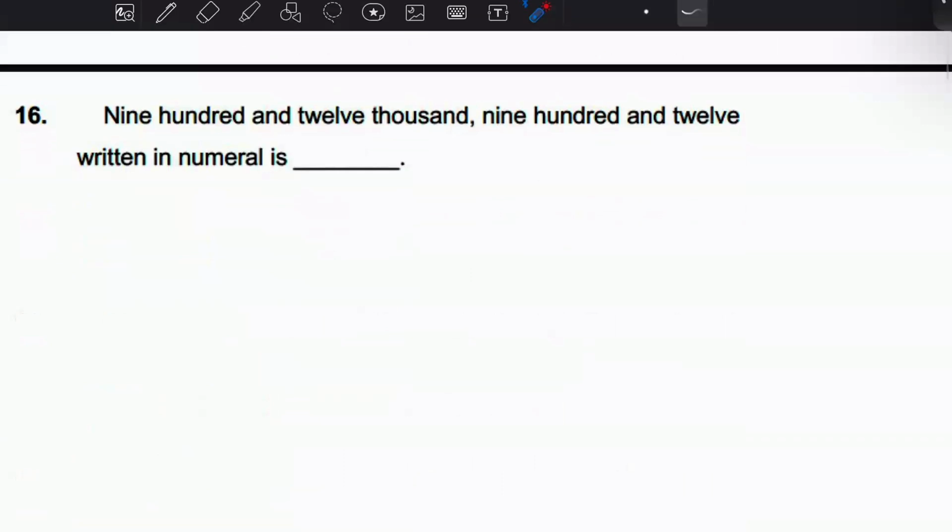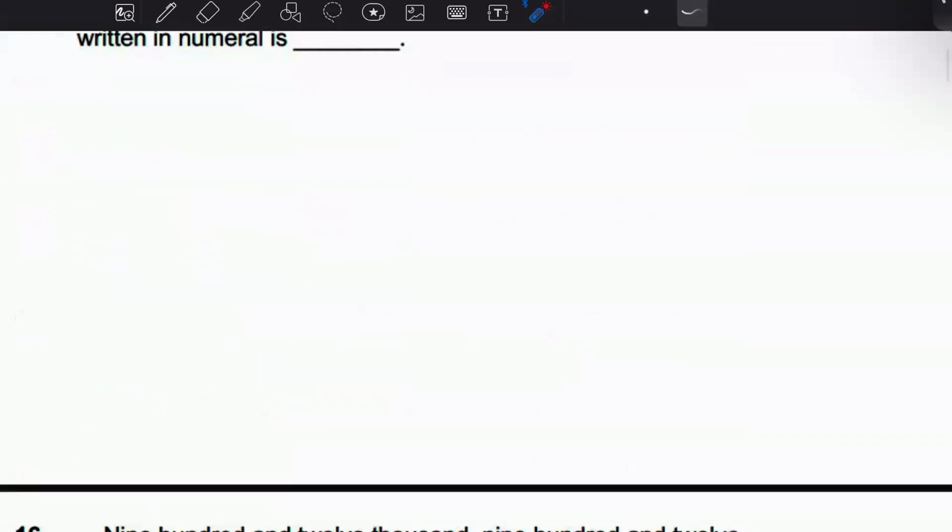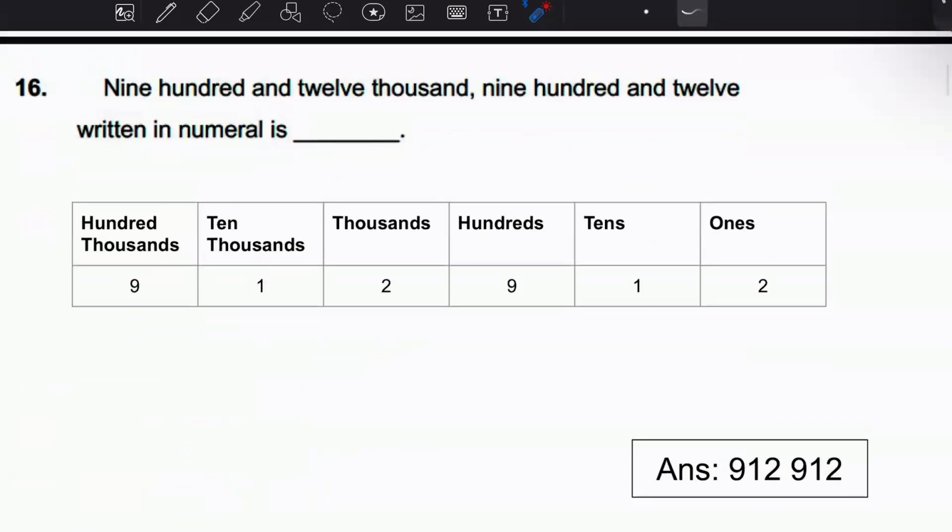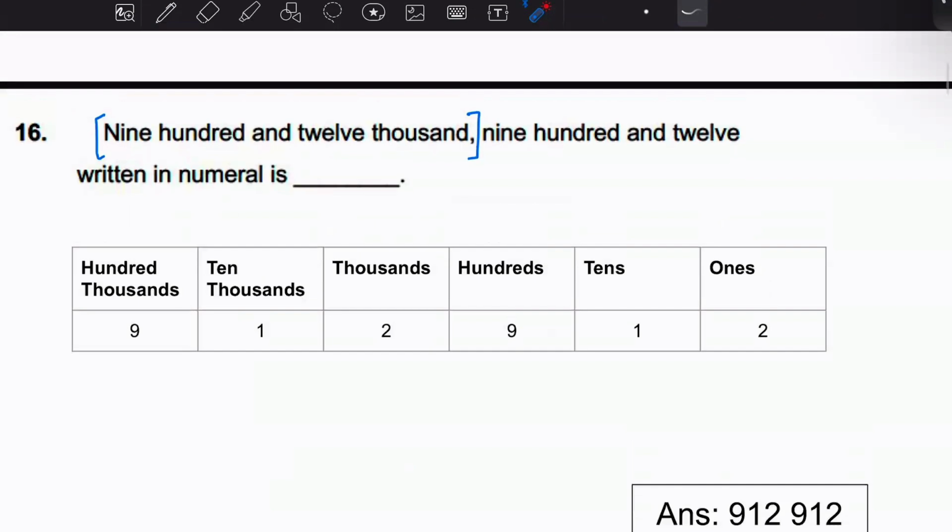Question 16, 912,912 written in numerals is? Okay, so this is how it will look like. Let's look at this breakdown here. Let's break this down. We look at it part by part. The first part is 912,000. So when they say 912,000, you know that after this 1,000 here, there should be a few other numbers afterwards, correct? So this is the first part here.